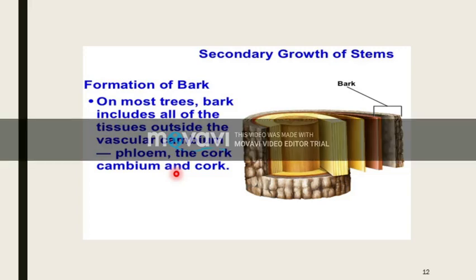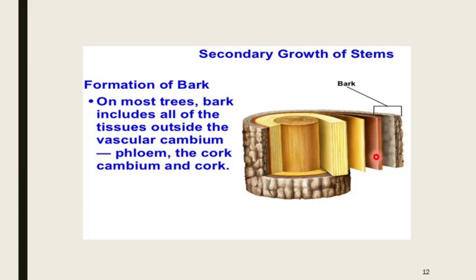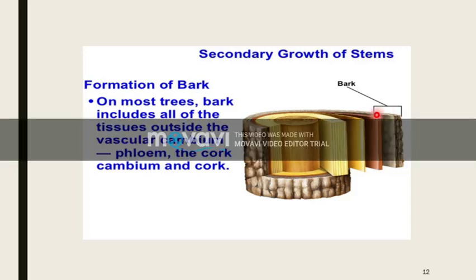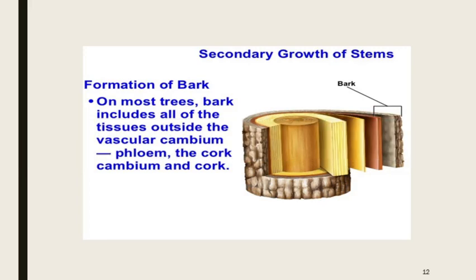Here are the layers: the outer layer is cork, in which lenticels, empty spaces, are present, the inner layer is cork cambium, and the innermost layer is phelloderm. And when new layers are formed on the inner side, the older ones move to the outside. So the older layers are called bark, and new layers form on the inner side, and the outer one becomes non-functional at maturity.